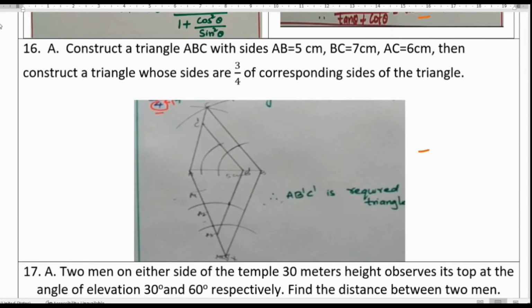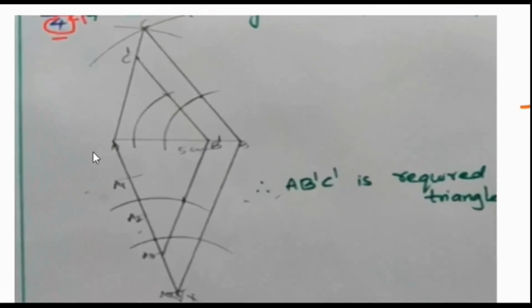One question from construction is a definite question for the board exam, students. Construct a triangle ABC with side AB is 5, BC is 7, AC is 6 centimeters. Then construct a triangle whose sides are 3 by 4 of the corresponding sides of the triangle. So this is how the construction looks. And the detailed explanation of this construction is given in the description part. Have a glance on that, students.